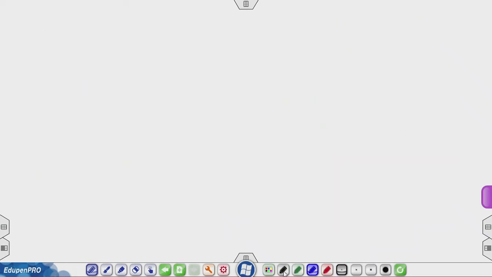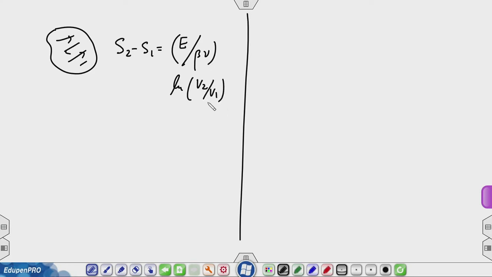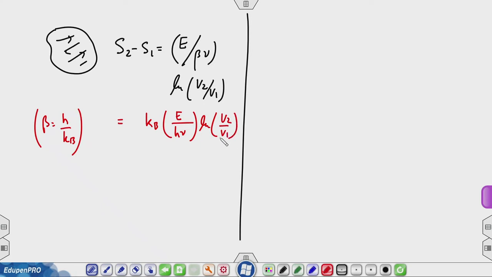So what we have shown through all this is that there is a cavity and inside there is this radiation. If you consider radiation between nu and nu plus delta nu, and then you can add, and the whole thing will be the same, then you have S2 minus S1 equals E divided by beta nu times log of V2 over V1, which I can also write, using beta equals h over kb, as kb E over h nu log of V2 over V1.